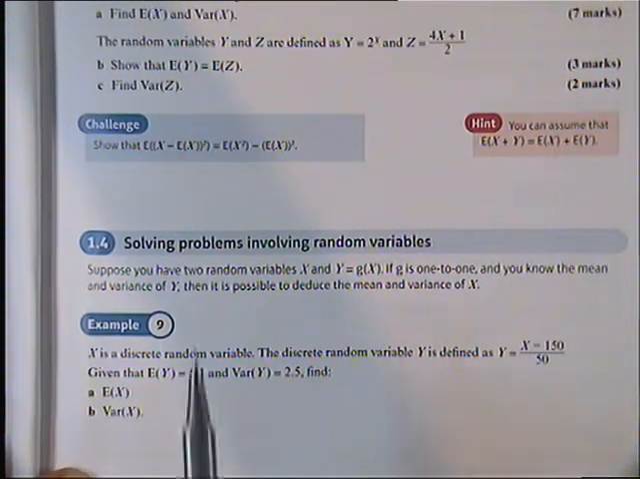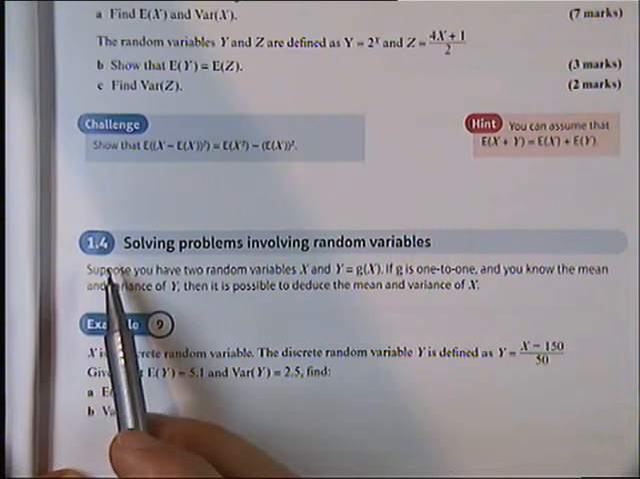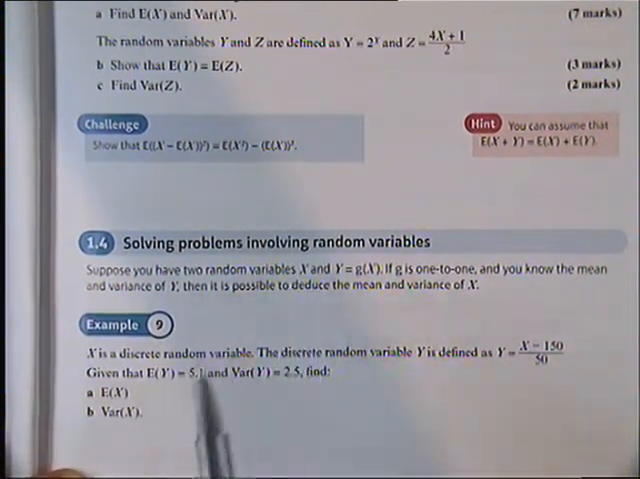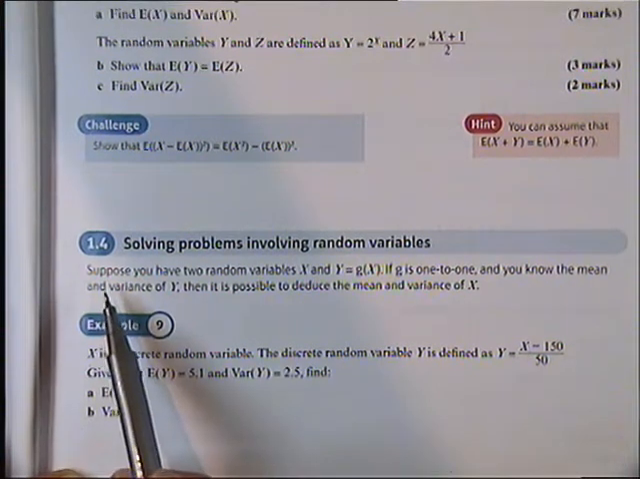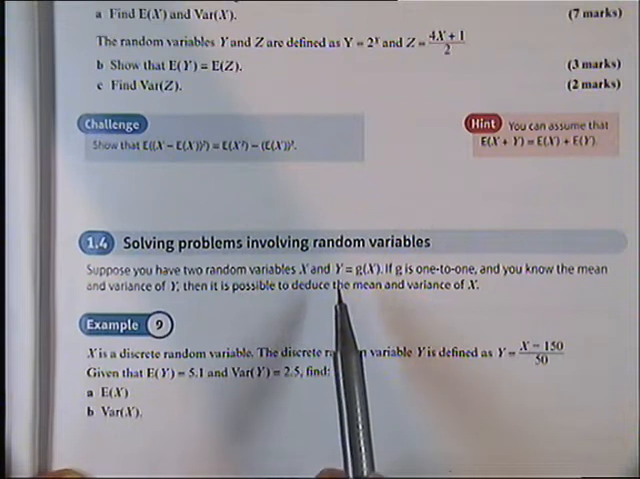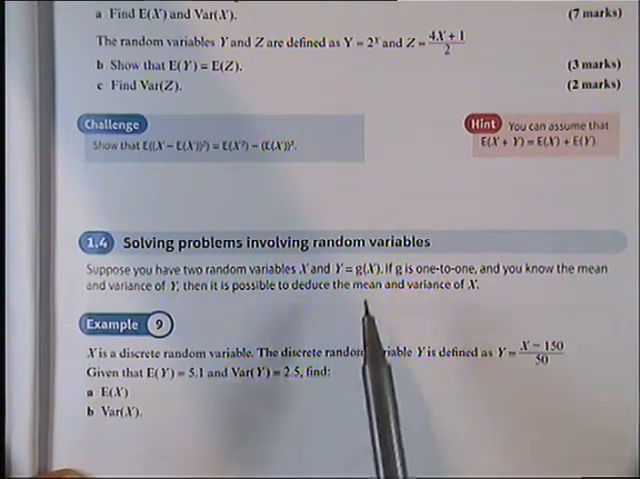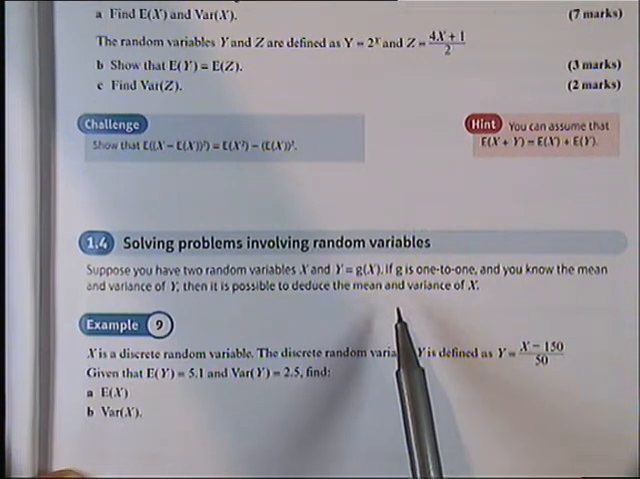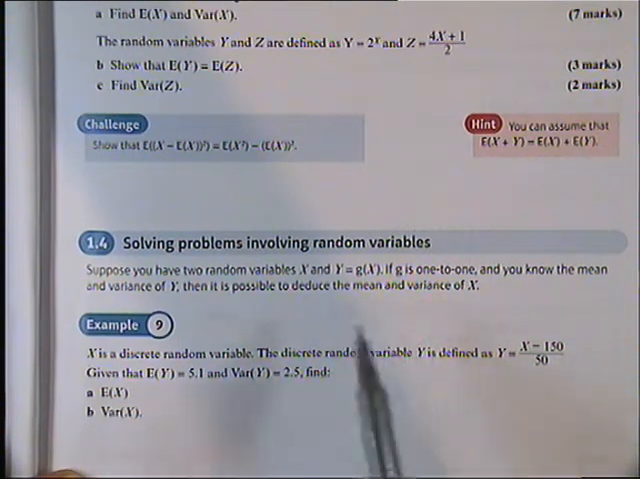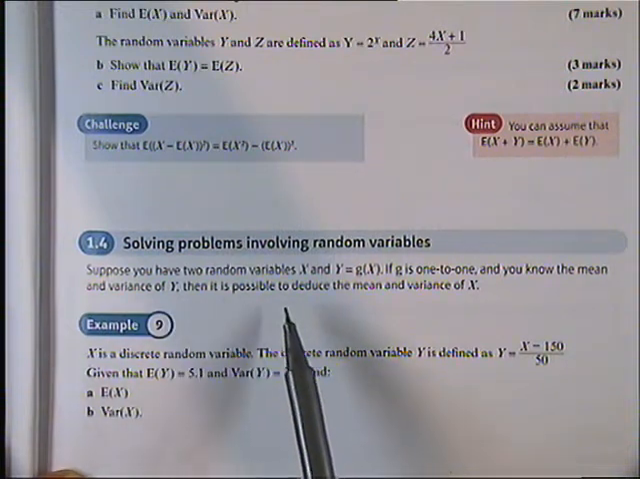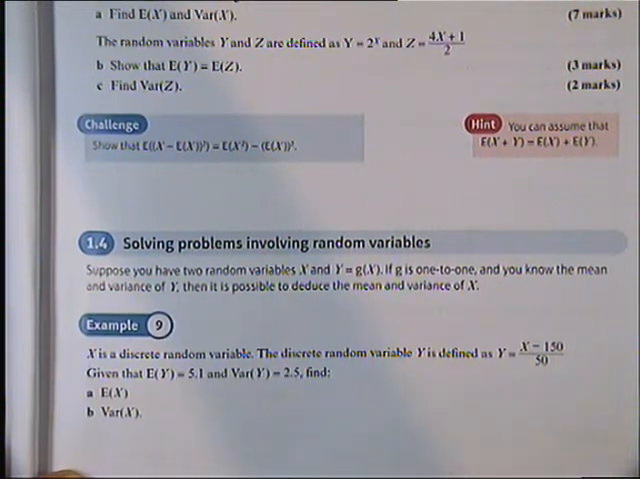Okay, in this video, I will go through section 1.4, solving problems involving random variables. Suppose you have two random variables x and y, where y is equal to g of x. If g is 1 to 1, and you know the mean and variance of y, then it is possible to deduce the mean and variance of x.